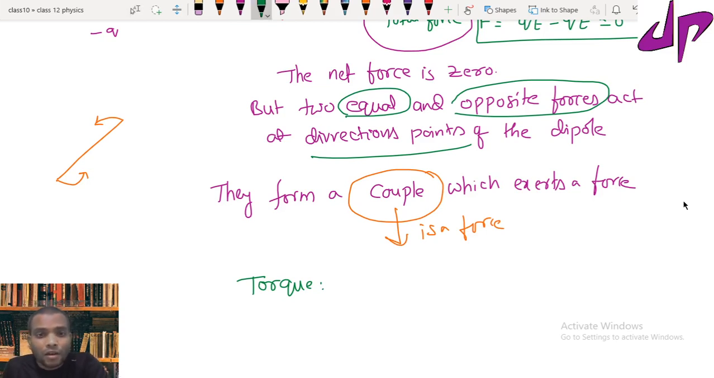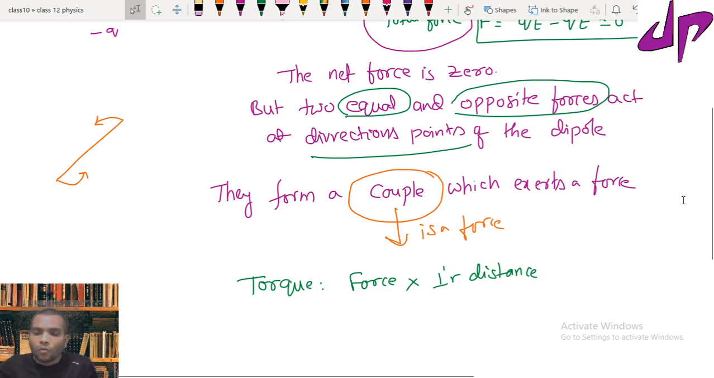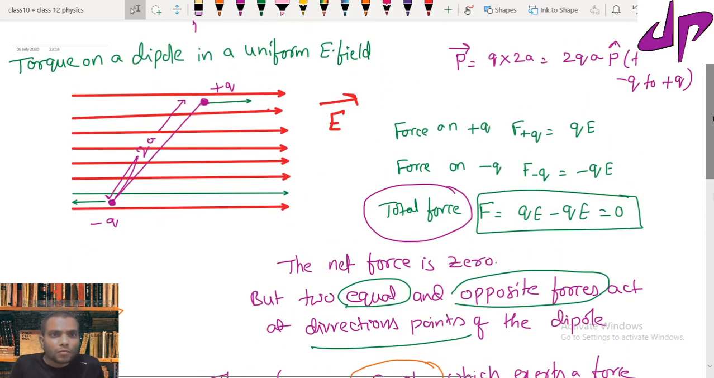Now, what is the definition of a torque? Torque is equal to force times perpendicular distance. Now we need to figure it out. What is the perpendicular distance? We already know what the force is. So for that, in this figure, suppose you make a perpendicular distance. I need to find the perpendicular distance. For that, we need to make a triangle over there.